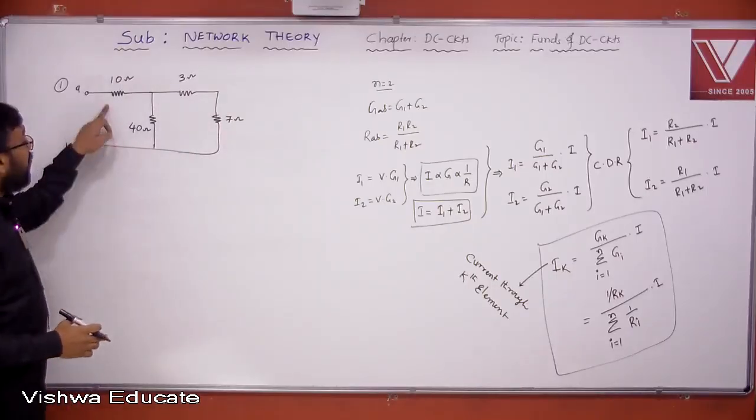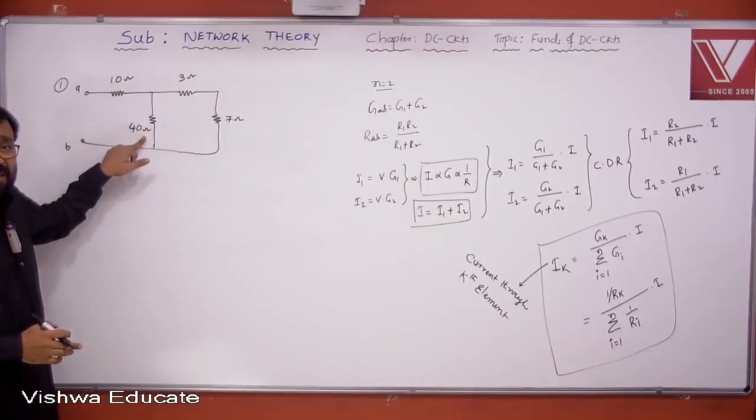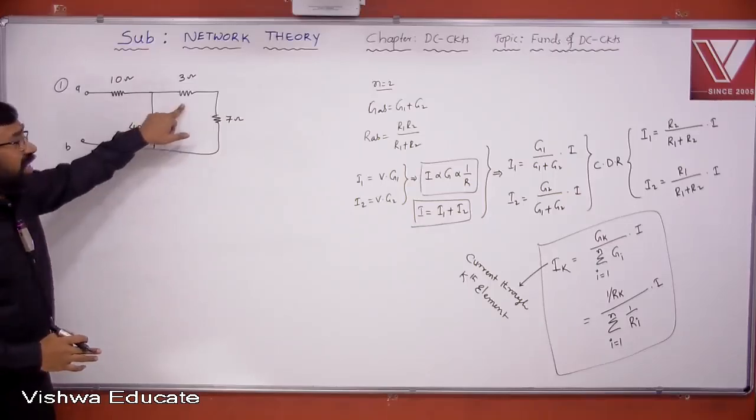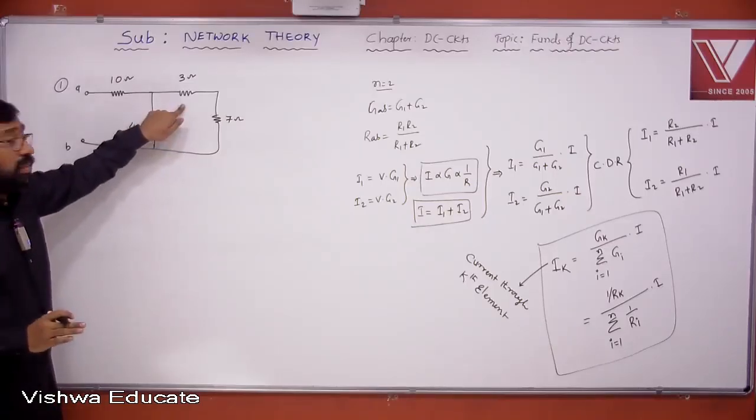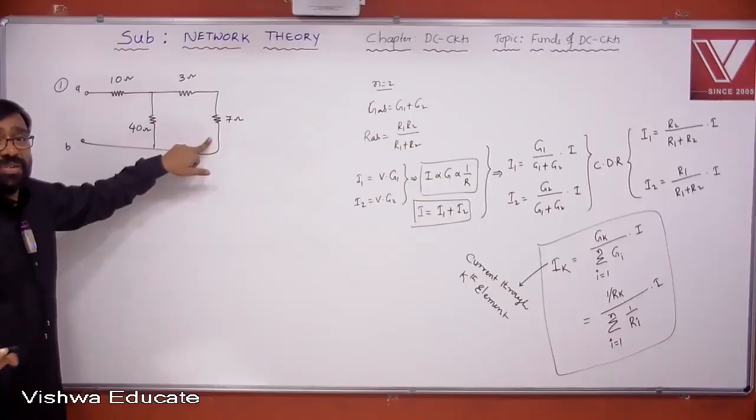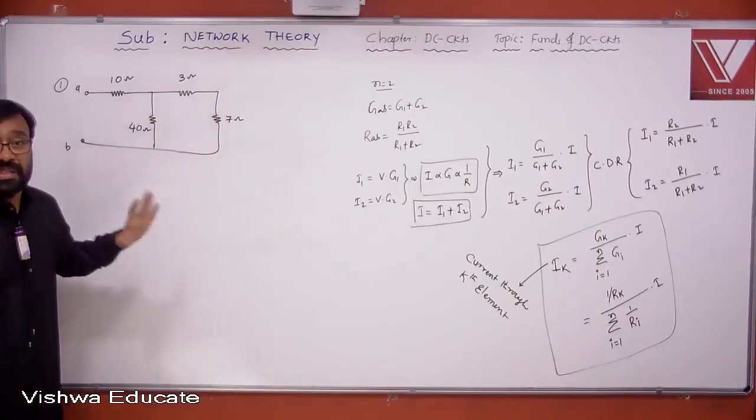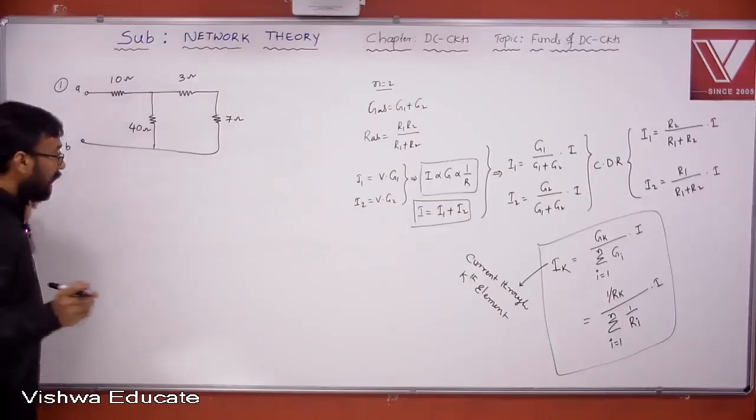But how about this 10 and 40? Are they in series? No. Are they in parallel? No. Neither series nor parallel. 40 and 3? Neither series nor parallel. 40 and 7? Neither series nor parallel. 7 and 3, they are in series. That's it. Let's connect one source.